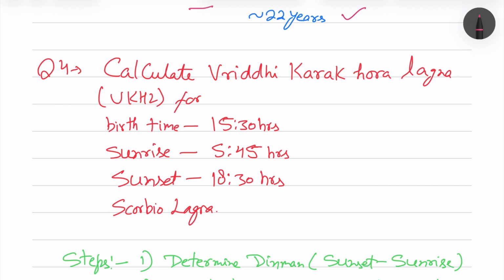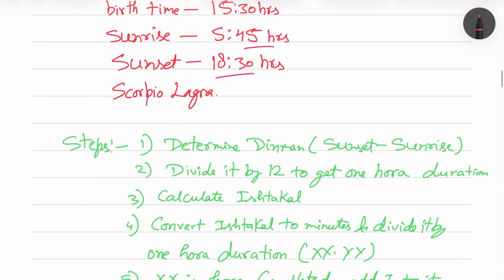Calculate Vriddhi Karak Hora Lagna if birth time is 15:30, that is 3:30 p.m. in the afternoon. Sunrise is 5:45, sunset is 18:30, and Scorpio Lagna. So for Vriddhi Karak Hora Lagna, the steps are: determine the Dinman, sunset minus sunrise, or if it is a night birth, then you have to calculate the Ratriman. Since it is a day birth, we will calculate the Dinman. Divide it by 12 to get 1 Hora duration.